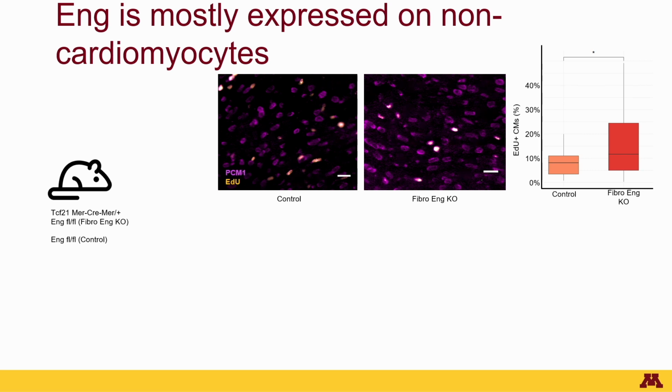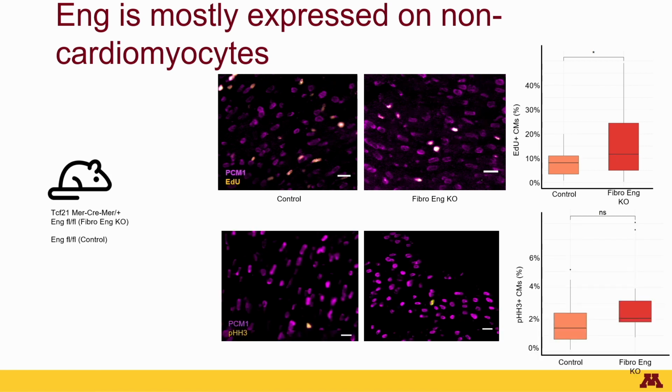And we did indeed see an increase in the level of EDU positivity of cardiac myocytes after apical resection, but the level of phosphorylated histone H3 was not significantly increased in these mice, suggesting that even though there is some activation of cell cycle, it is likely not sufficient to give rise to new cardiac myocytes.